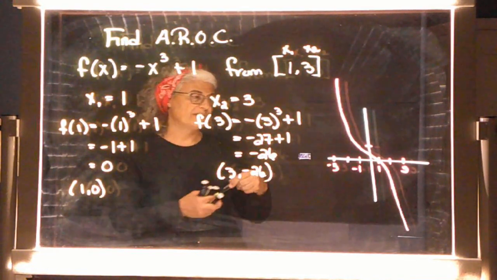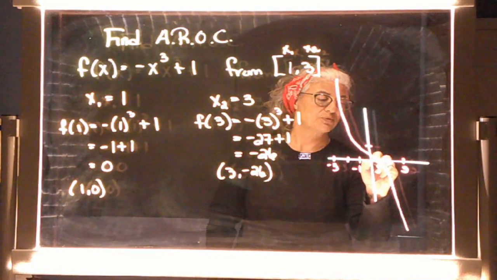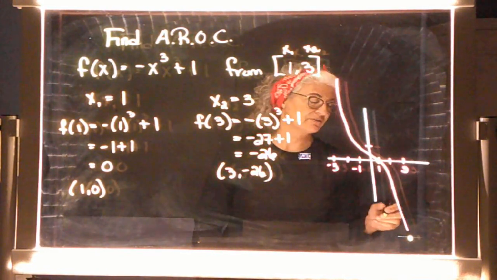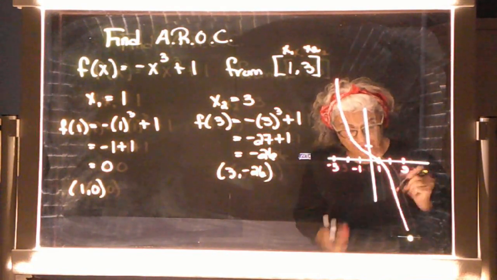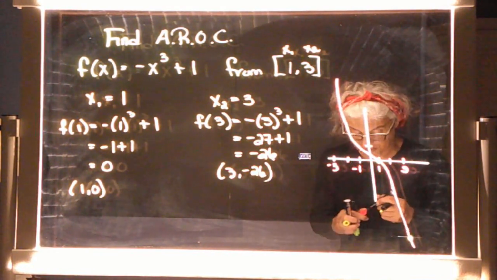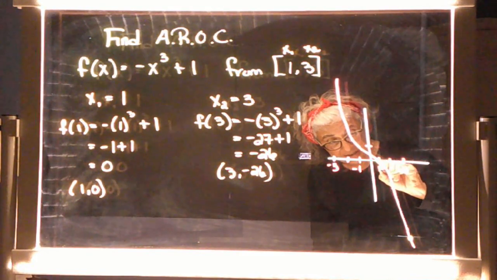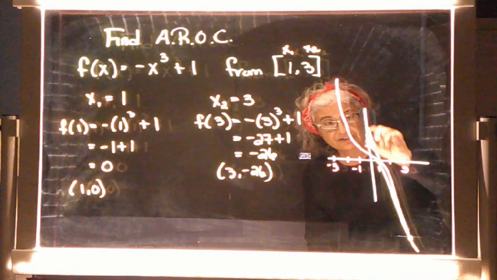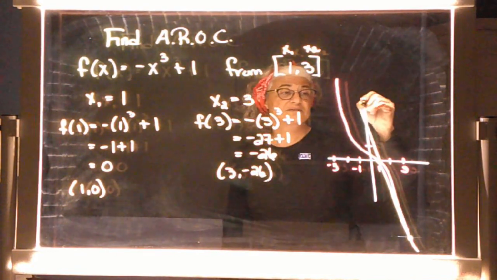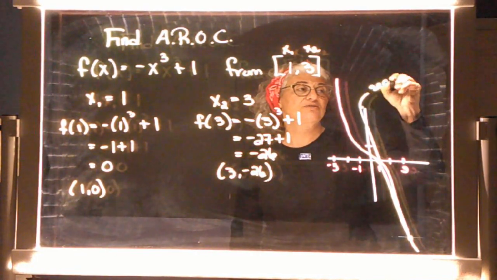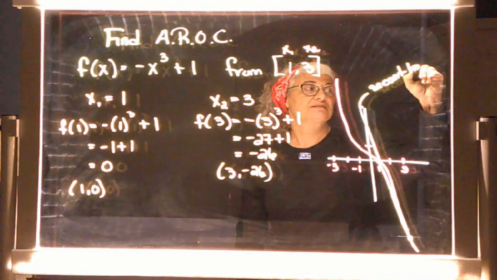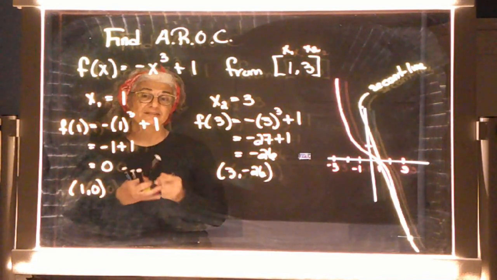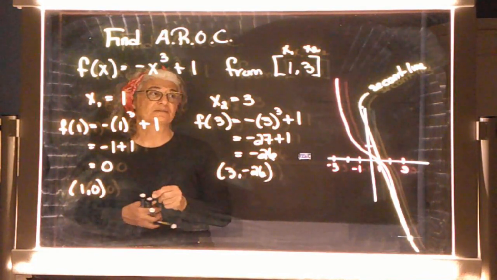So just so you have an idea, here's the point 1, 0. 3, negative 26 is like way down here. So let me continue this graph line. When I connect these dots, this is a very steep line connecting those 2 points, right? So remember, this would be considered the secant line. And these are the 2 points I'm looking at. So I'm trying to basically find the slope between these 2 points.